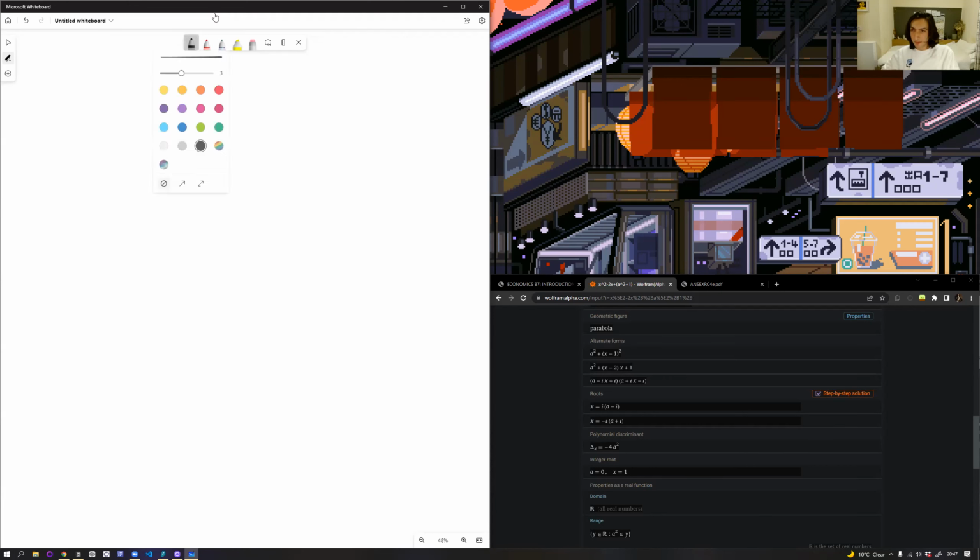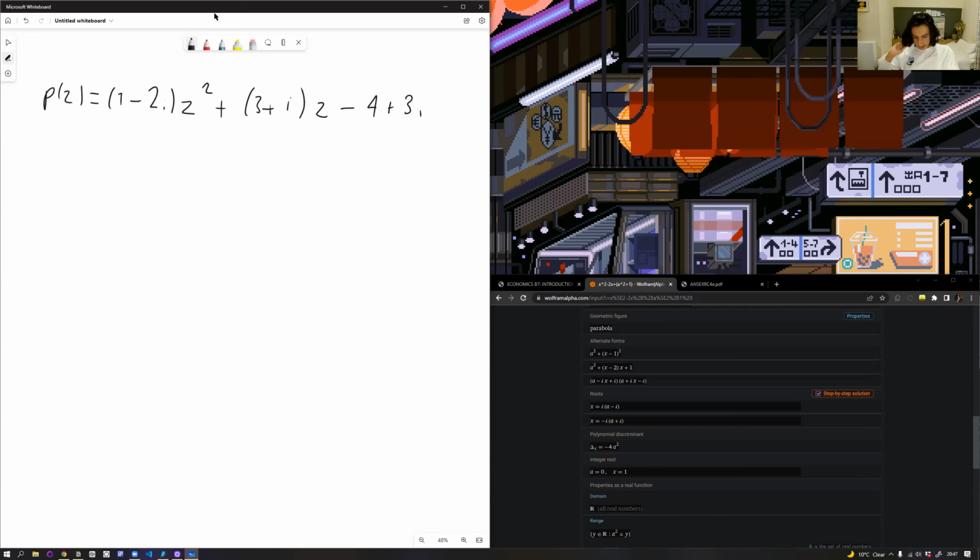So 25.5 is: P(Z) equals (1 minus 2i) Z squared plus (3 plus i) Z minus (4 plus 3i). Write down P with an overline Z. What is P with an overline Z?